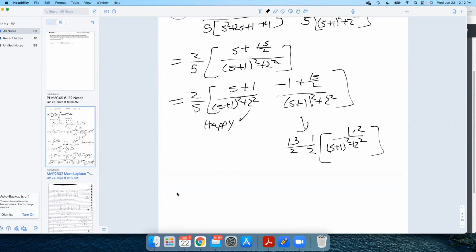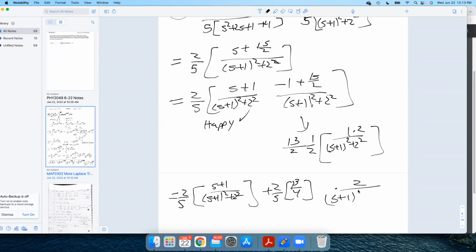Okay, so this will be a 2/5 times this first guy, s plus 1 over s plus 1 squared plus 2 squared. I'm going to distribute this 2/5 here, plus a 2/5 times a 13/4 times a 2 over s plus 1 squared plus 2 squared.